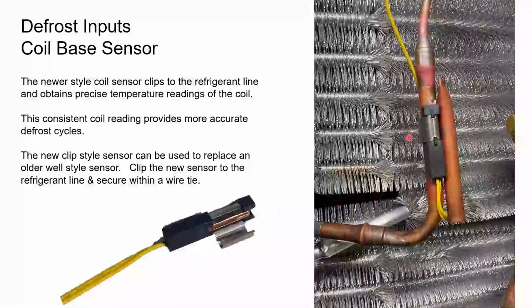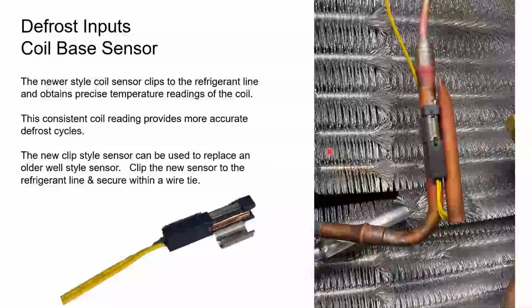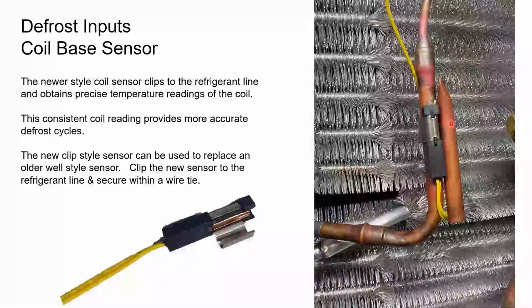And so you might see something like this on your units now. Some of the units, we've actually gotten rid of the well completely going forward. But this is what we're doing now to improve reliability and improve the overall function of the system. And so now it's a clip-on sensor. And it just clips onto this little 3/8 line for coil temp sensing.